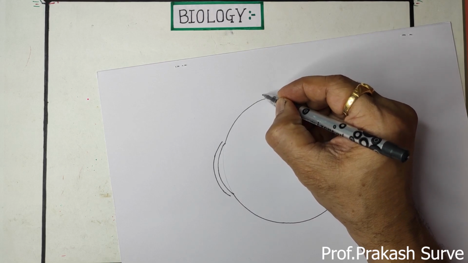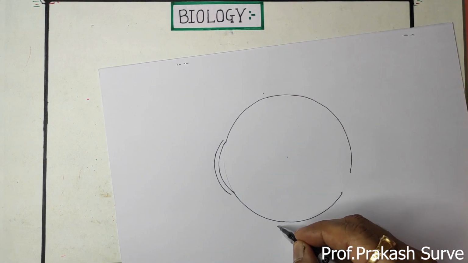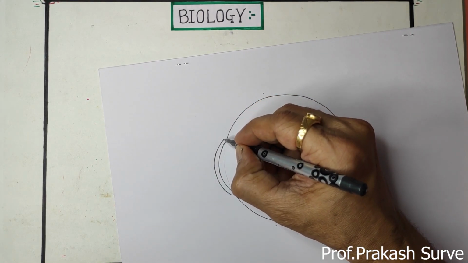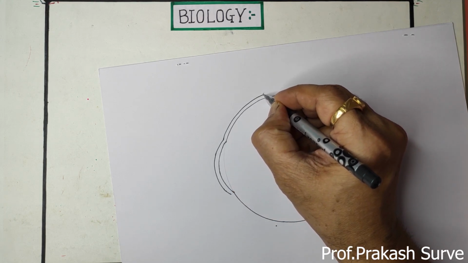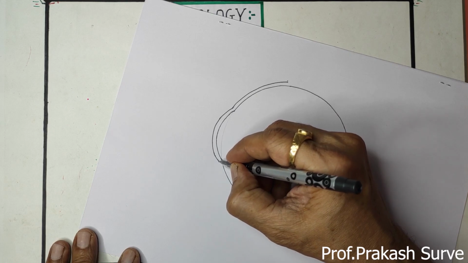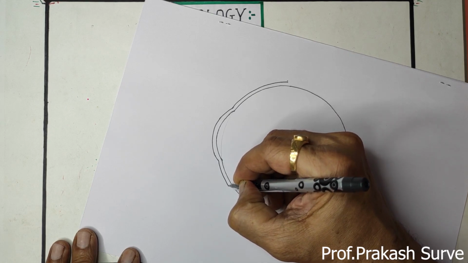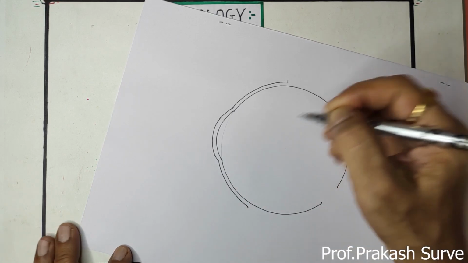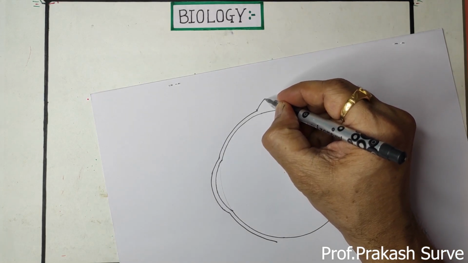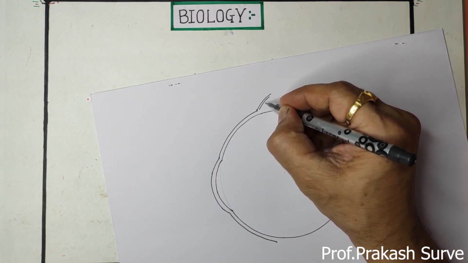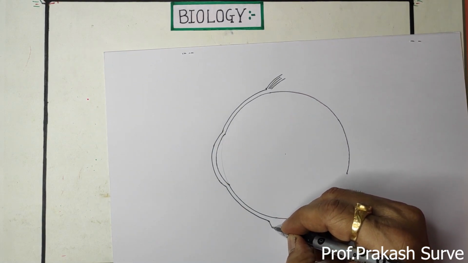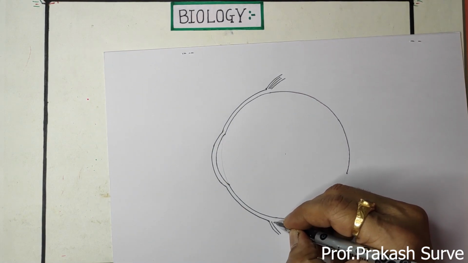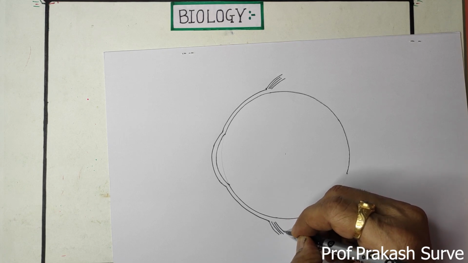Okay. Now take two dots, one dot is here and one dot here. Continue this line up to this dot. Same way from here, continue up to this dot. Here make the 3 to 4 lines. Same way, here also make 3 to 4 lines.